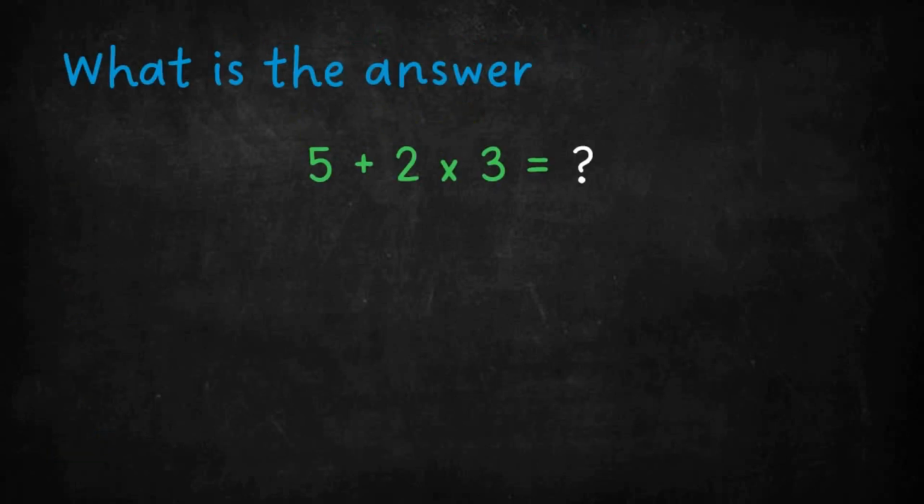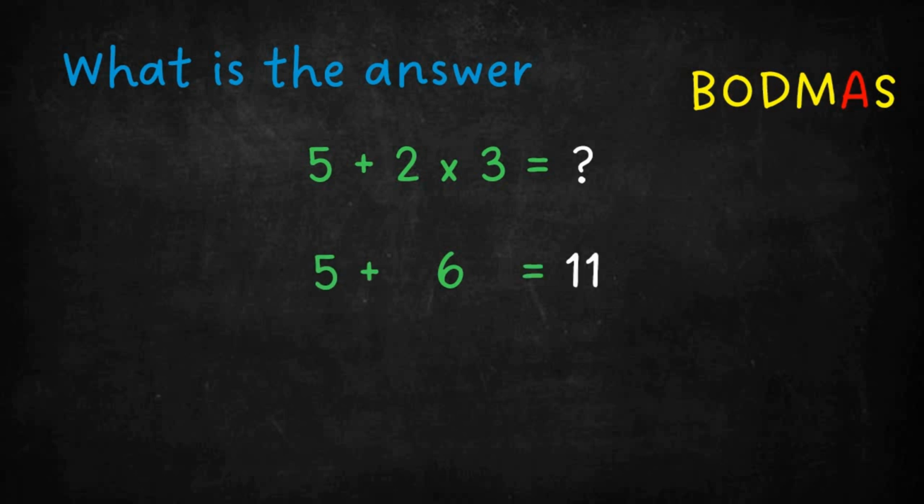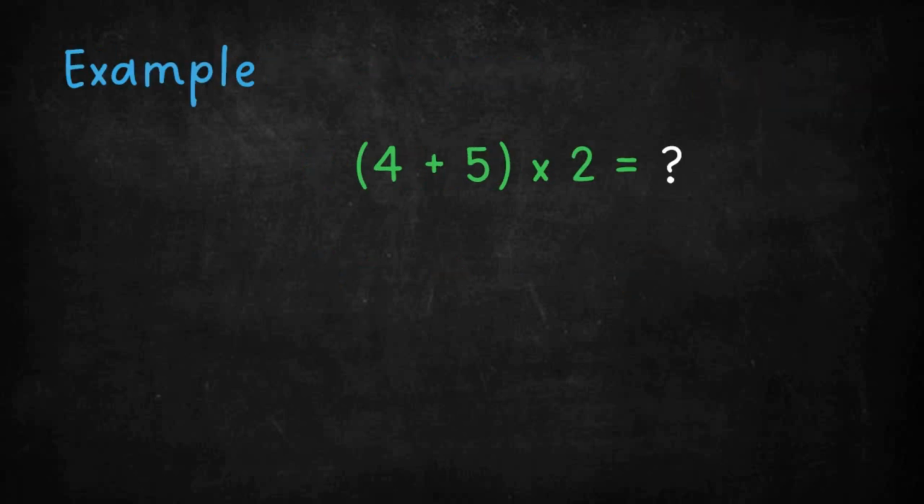Let's try. 5 plus 2 times 3. Remember, multiplication comes before addition. So first, 2 times 3 equals 6. Then 5 plus 6 equals 11. Got it? Let's solve another one.